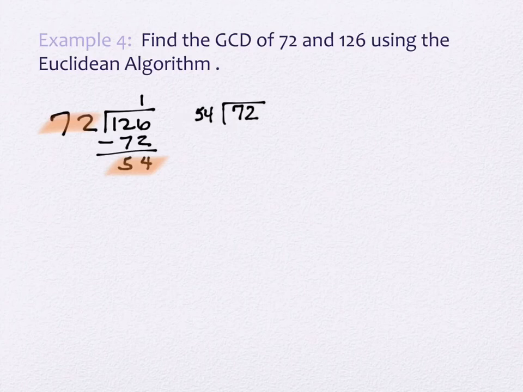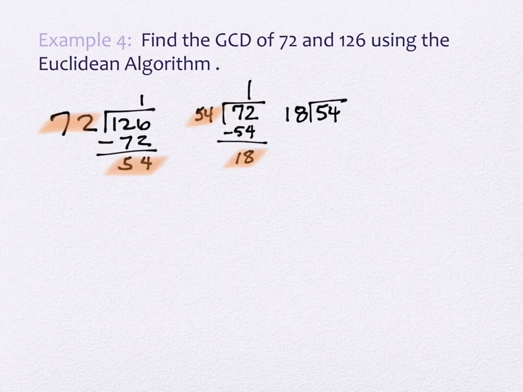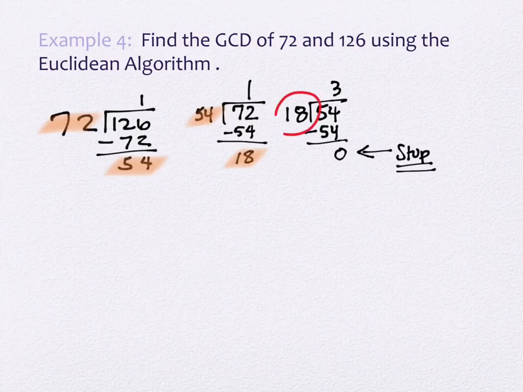How many times will 54 go into 72? Once. Now, a word of caution: it's not always just once. We've seen it happen once and twice, but it doesn't always give you just a 1. 72 minus 54 is 18. So we do it again with the 54 and the 18. So 54 is larger, goes underneath. 18 goes on the outside. How many times will 18 go into 54? 3 times. And that's exactly 54, leaving me with a remainder of 0. This remainder of 0 tells me to stop. And the solution, the greatest common divisor, is the last number I divided by.